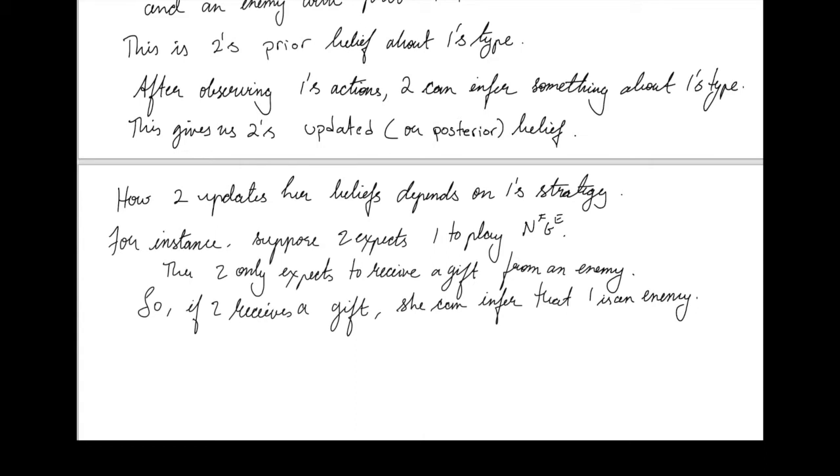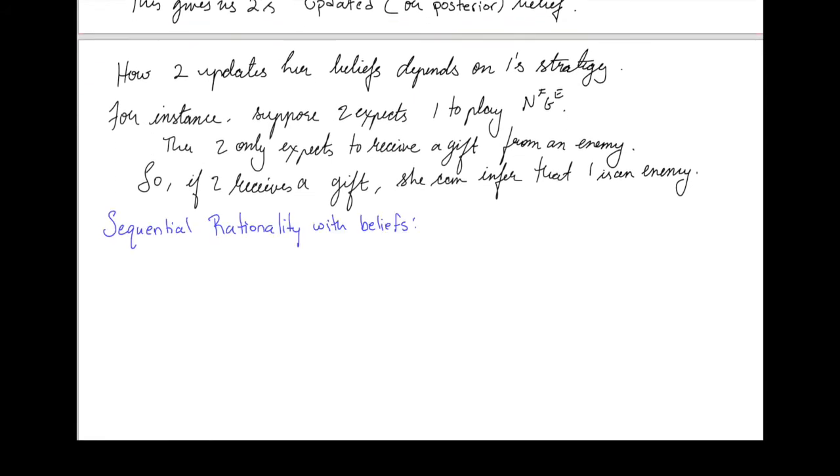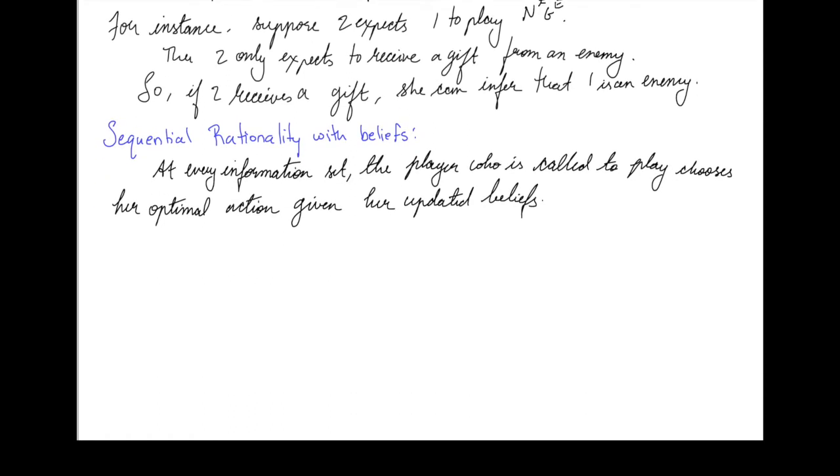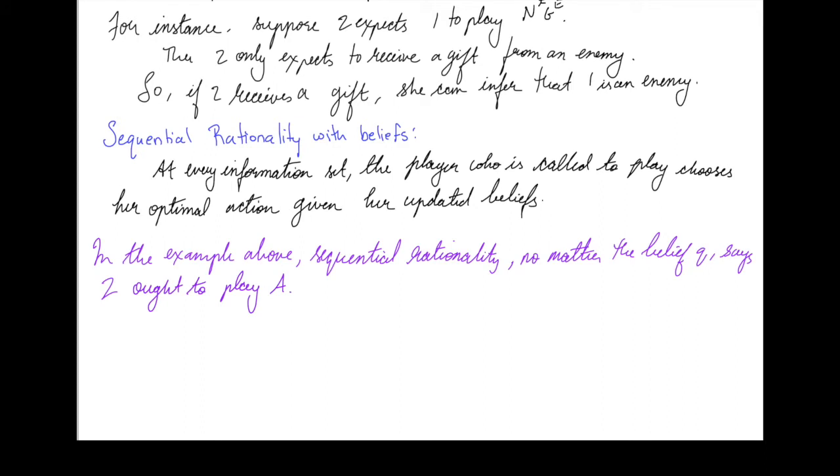So now, given our definition of beliefs, we can refine our concept of sequential rationality. We can now define sequential rationality as follows. At each information set, the player who is called to play chooses the optimal action given her updated beliefs. In the particular example that we've just seen, sequential rationality would say, no matter what your belief q is, player 2 ought to play A. So we can then see that the candidate equilibrium that we saw, which was a Nash equilibrium, isn't actually sequentially rational in this more refined way.